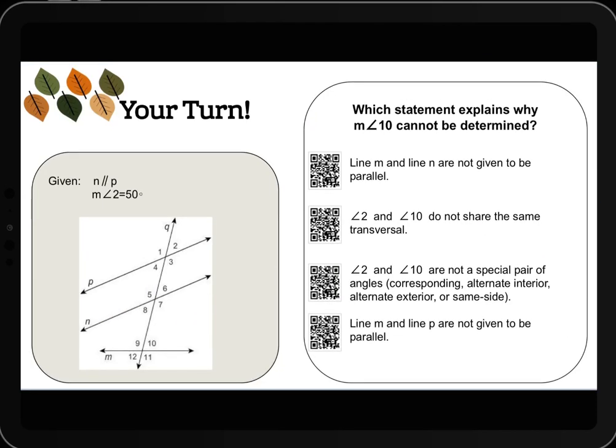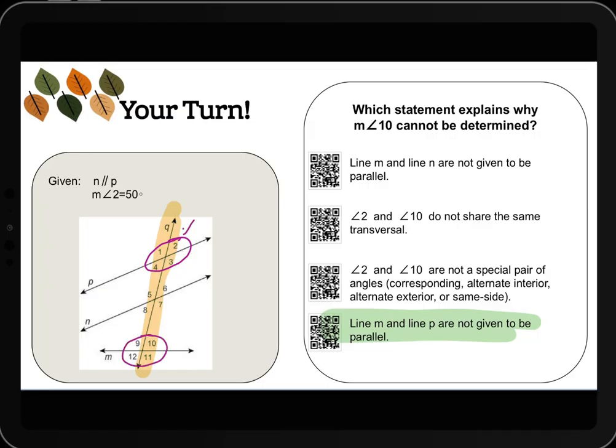So in this case, you want to take a moment, pause the video, see if you can select the correct option. But the correct option for this particular problem is this last option. Now, in this case, line M and line P are not given as parallel, and the reason we focus on them specifically is because line Q is the transversal that connects those two regions, and specifically those two regions are this region right here and this region right here.